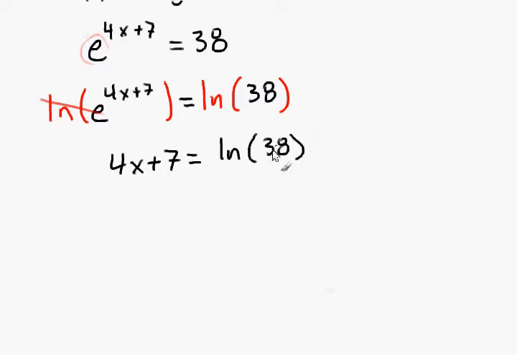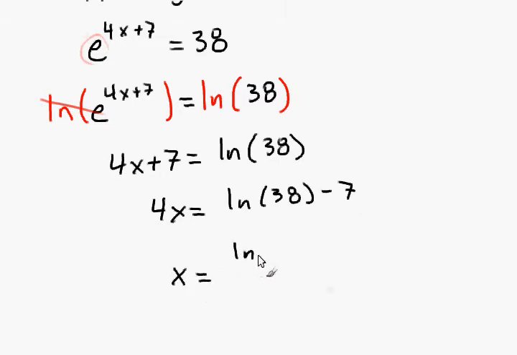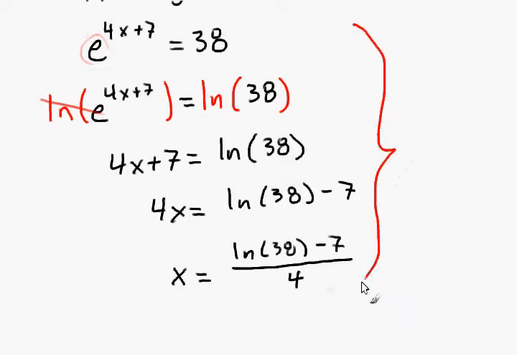But that's okay. We can still solve. We're going to subtract 7 from both sides. Then we're going to divide both sides by 4. And this isn't pretty, but it is our solution. And notice how all of these steps, our entire solution, was inverse reverse, with this little thought right here that to inverse this exponential, we needed to use a logarithm.